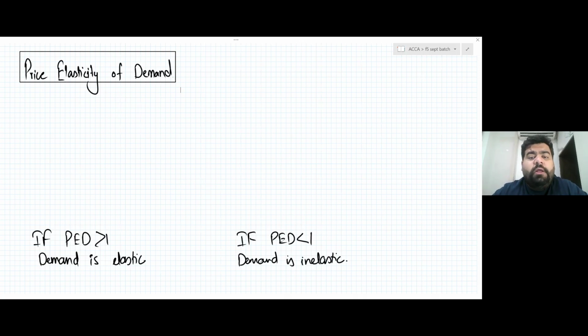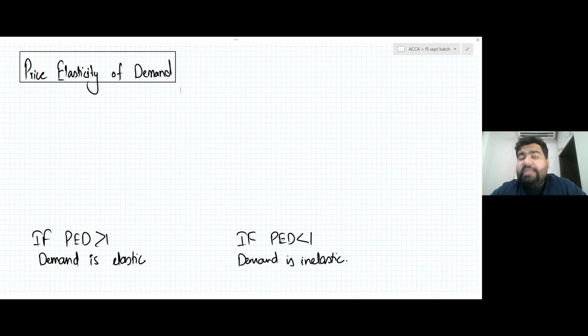For example, the bread you are using in breakfast, obviously everyone is purchasing that on a daily basis. Even if its price goes from $1 to $2, you will still purchase it. You will not say that it's getting expensive. You will take it because it's a necessity. So for products that are necessities, the quantity will not fall as much due to the change in price.